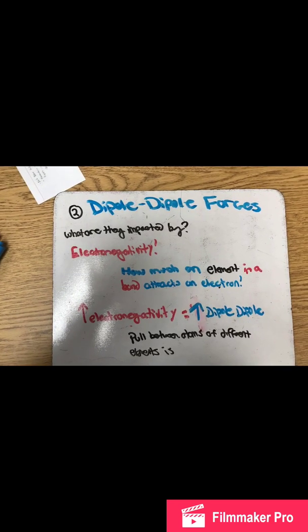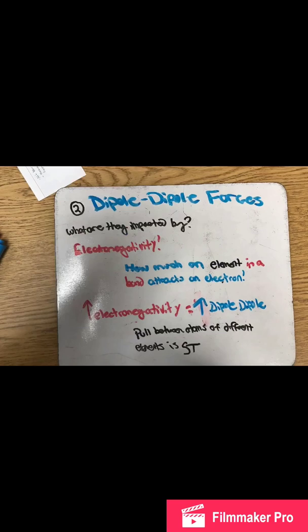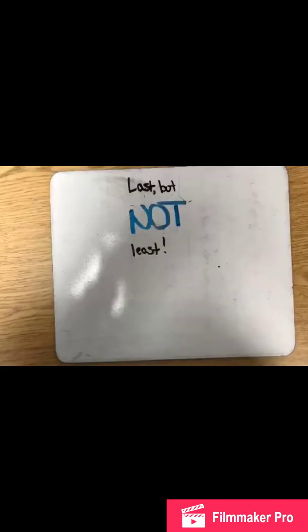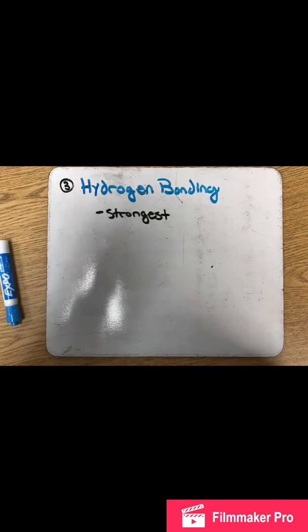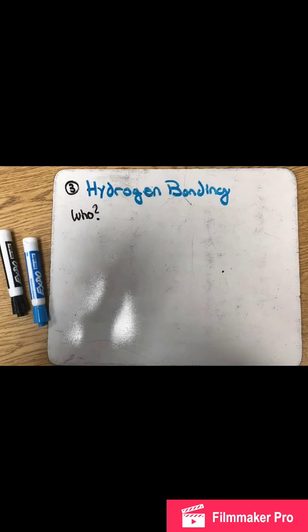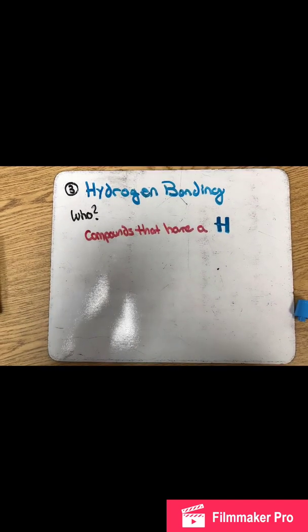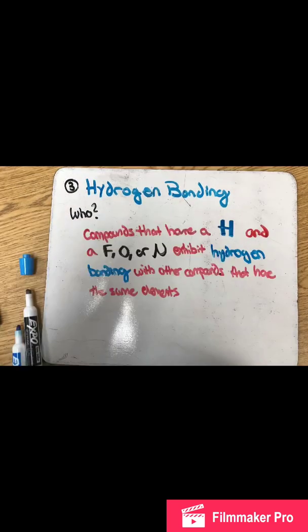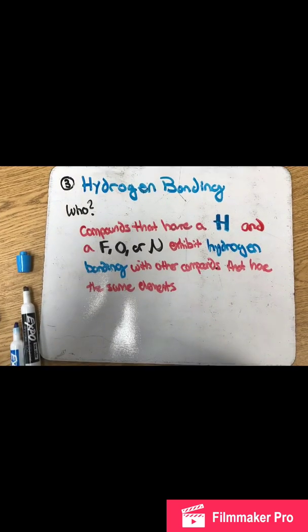So those permanent positive and negative ends now have more potent forces, attracting them to each other because opposite charges attract. And now, last but not least, we have hydrogen bonding, the strongest of all the intermolecular forces. And the molecules that have these are compounds that have a hydrogen and a fluorine, oxygen, or nitrogen, and they exhibit the hydrogen bonding forces with other compounds that have the same elements.